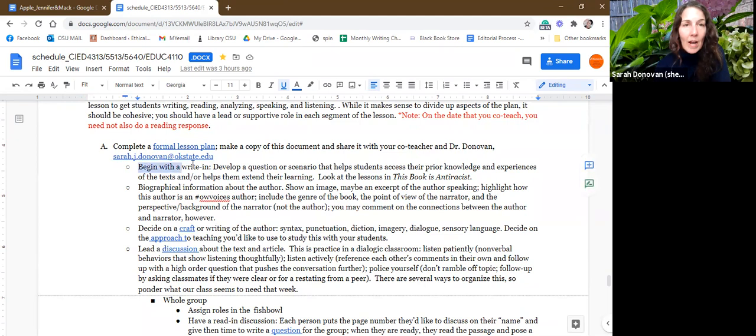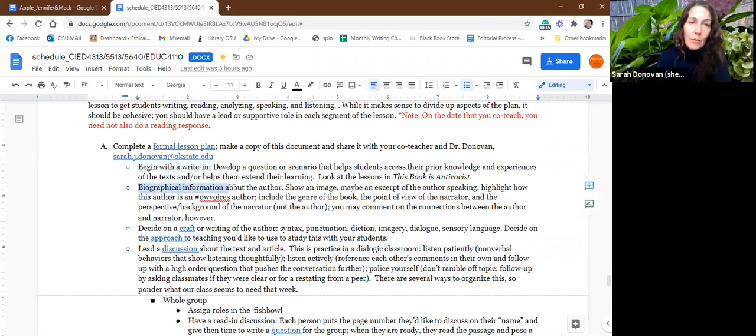You're going to begin with a write-in, and the write-in is to have a question or scenario or image that gets your students thinking about what you're going to be talking about that day. Look at the lessons in this book, Anti-Racist, for some ideas. So you could see I used the neighborhood sketch as an activity. So you might look ahead into the book to see what activities relate to the kind of things that we're talking about. But there are other alternatives too.